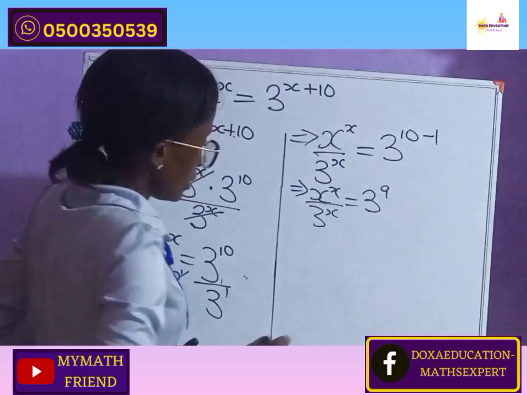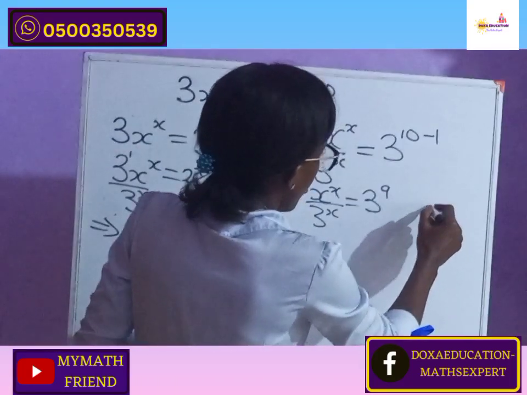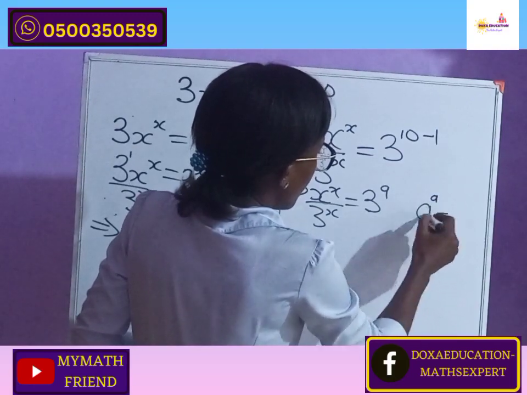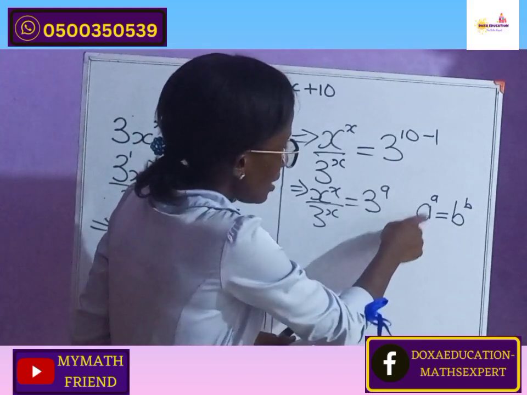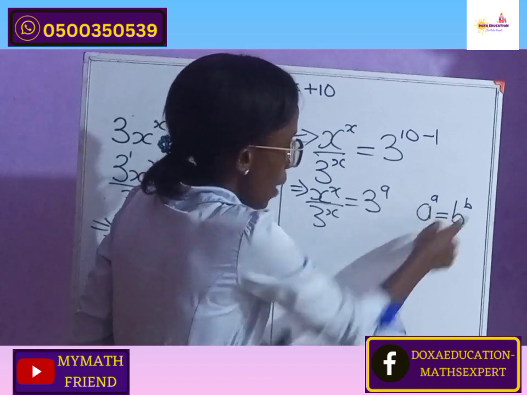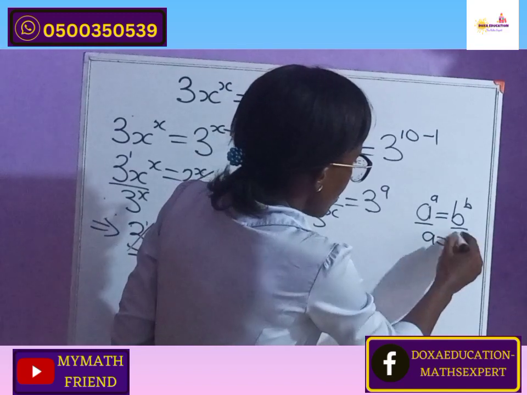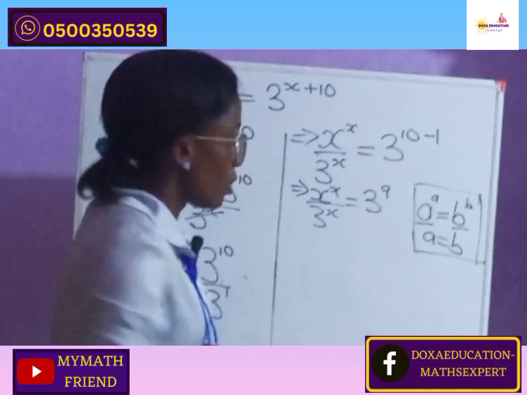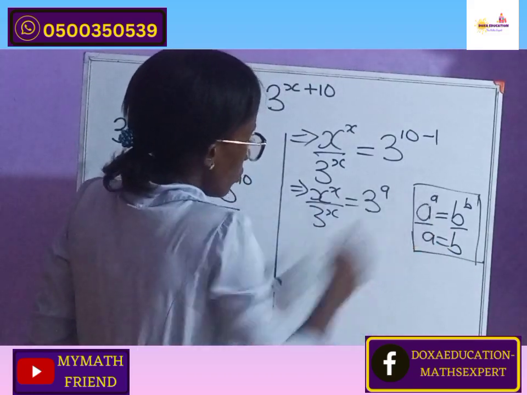Now you see that there's a property of indices that says that if a exponent a equals b exponent b, this means that if the base is the same as the power on the left, and on the right you also have the base the same as the power, what you do is that you equate the bases. So we can say that a is equal to b. So there's a property under indices like that. So we are going to represent this in this form. Make sure that the base is equal to the power.